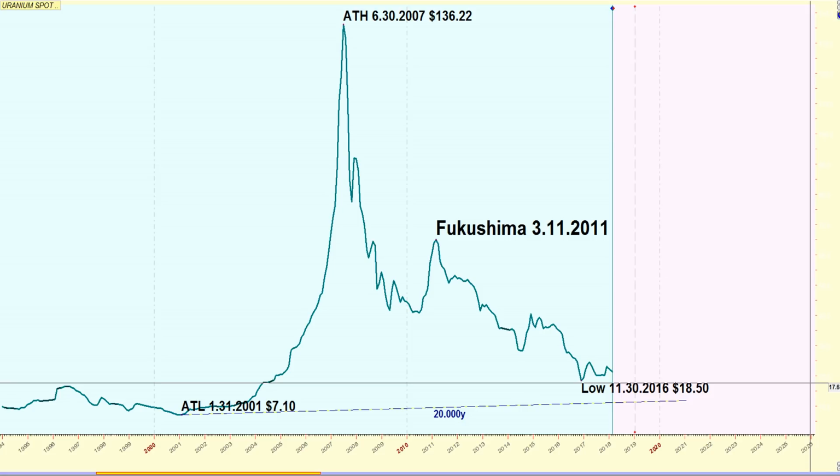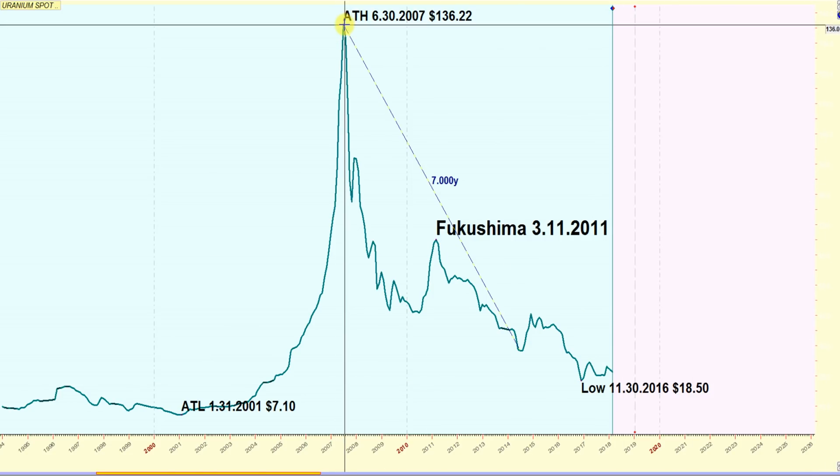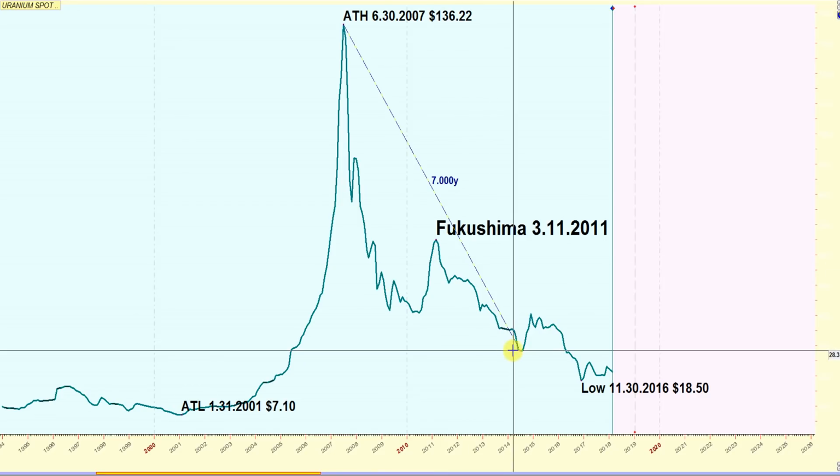Let's look at what has happened in the past in regards to cycles. WD Gann says that cycles are just a repetition of the past. Let's look at the 7-year cycle. That's the wrong one. Let's close that one here. This one. From the all-time high to this swing low, that was 7 years.